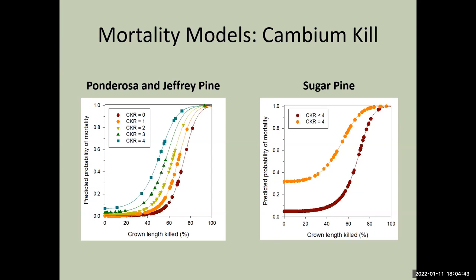So basically, the more cambium injury at the base, the less crown damage you need at the top to have the same level of predicted probability of mortality. For the sugar pine graph to the right, we found an interesting thing. 0 to 3 dead samples essentially, there was no difference between those. The big difference happened when you went to 4 dead samples, and the difference was dramatic. You can see the change in the probability of mortality for any given percent crown length killed from the tree that had 4 dead cambium samples versus all the other trees that had less than 4.